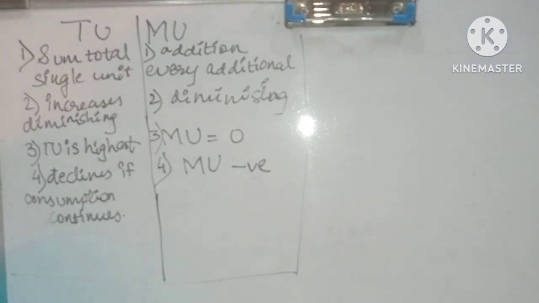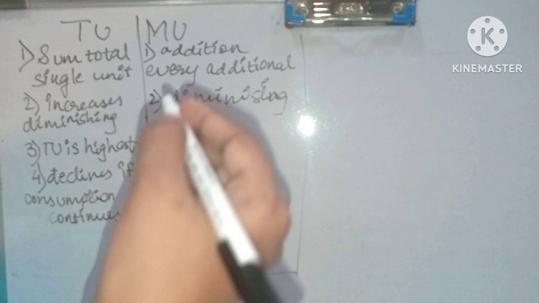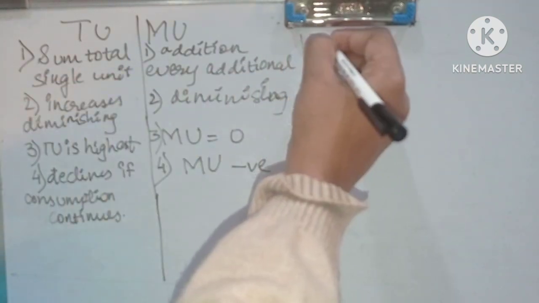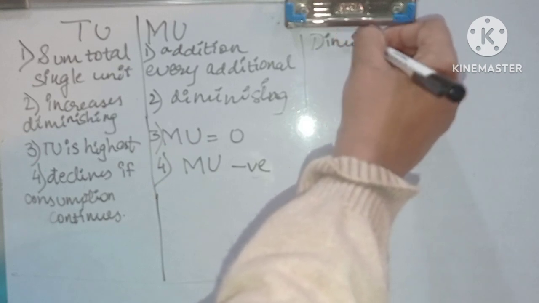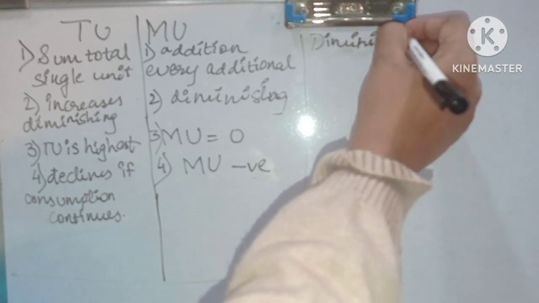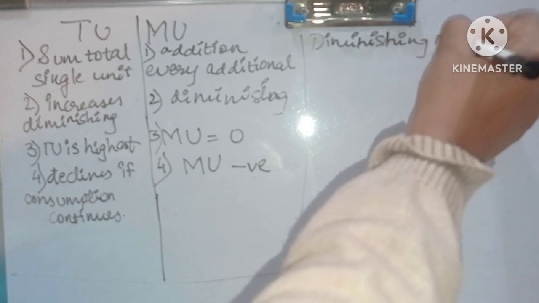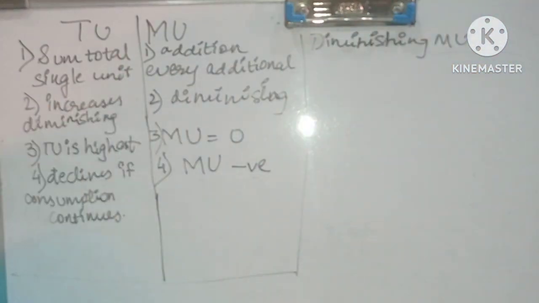So now let's move on to the next, that is the law of diminishing marginal utility. First we have seen marginal utility and total utility. Now this is the law of diminishing. Diminishing means goes on decreasing. Diminishing marginal utility.